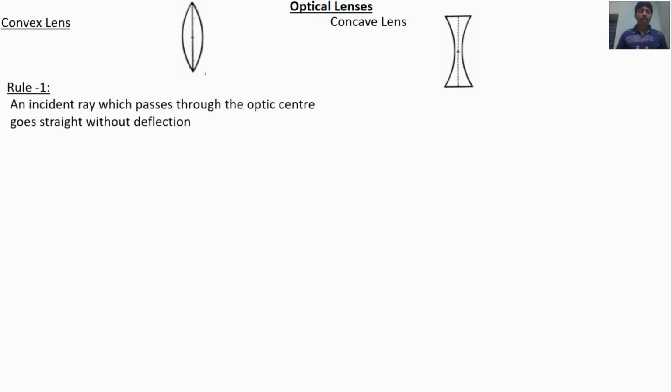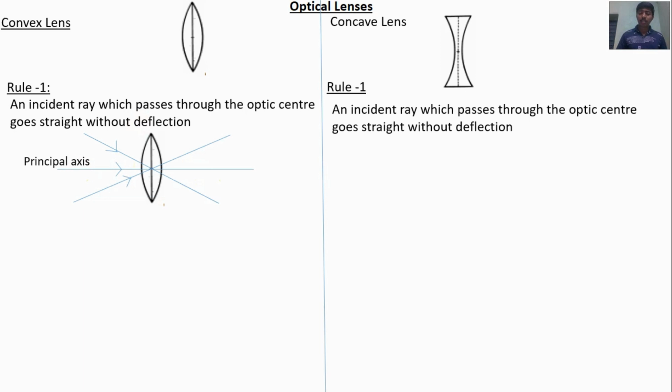The rule 1 for the convex lens is: if the ray passes through the optic center, it goes straight without any deflection. This is a convex lens. The same rule is applicable for the concave lens also. The center axis is called the principal axis. Rule 1 for the concave lens is the same: if the ray passes through the optic center, it goes straight without any deflection.